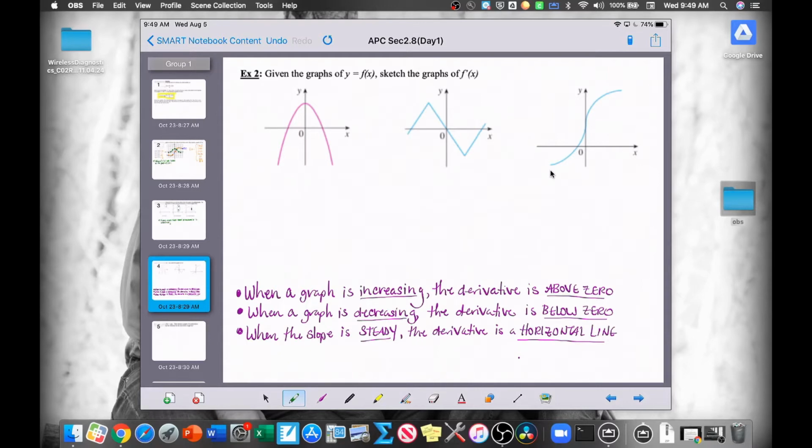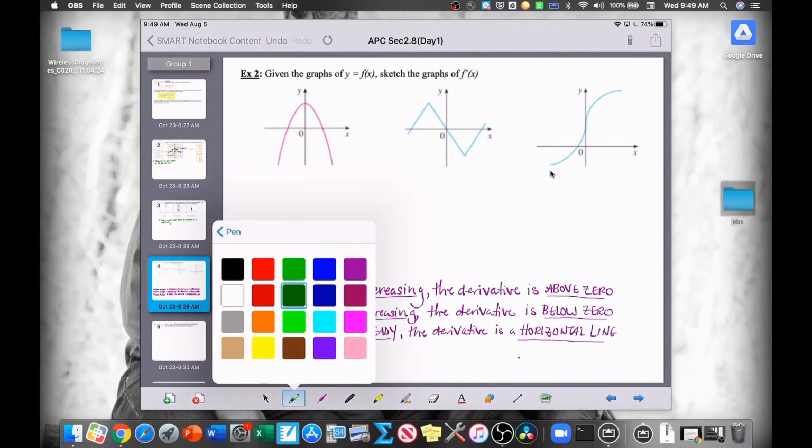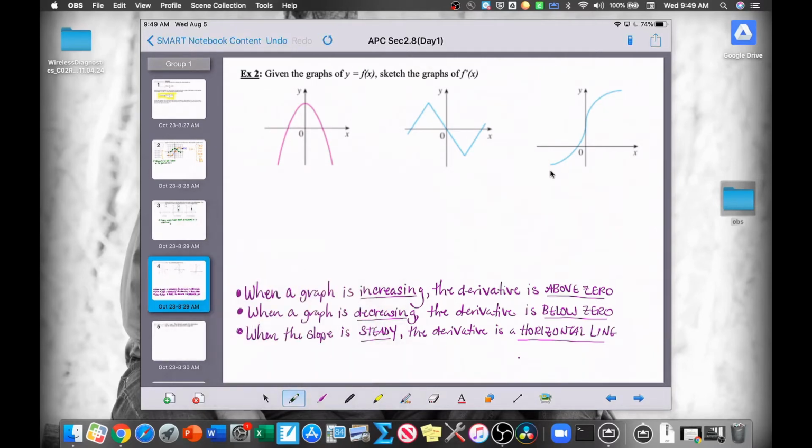Now, I'm going to tell you that I find these problems to be challenging, and I know that you will too initially, but the more you do them, the easier they get. So what I would do for the first example is put some markings on my coordinate plane just to help me out a little bit. Some hash marks, if you will.